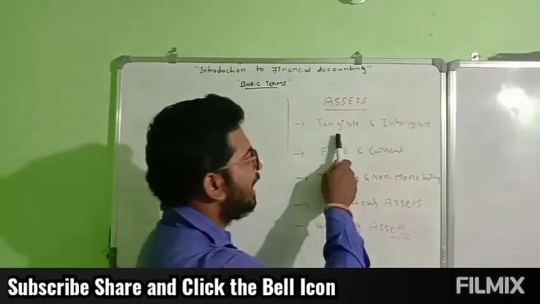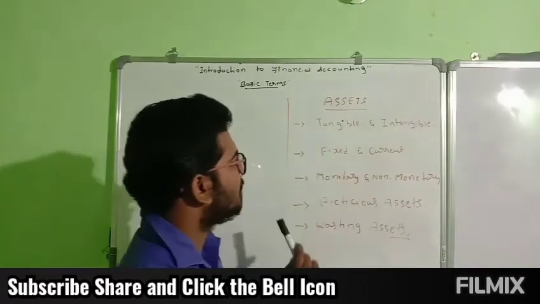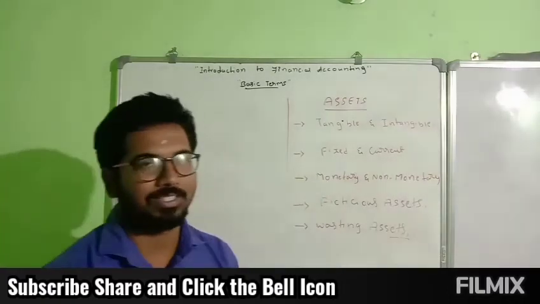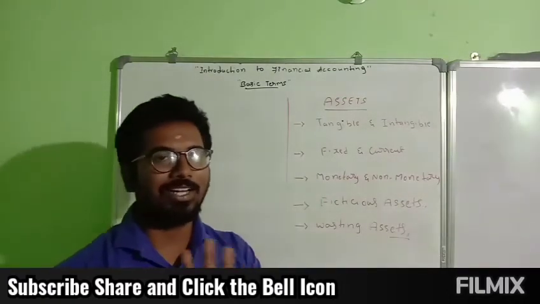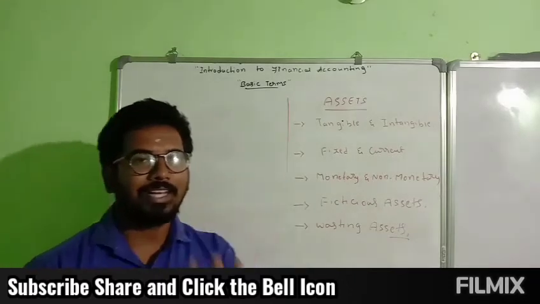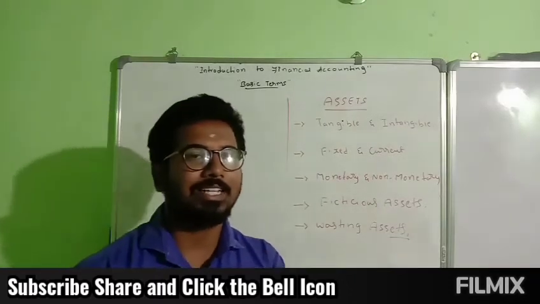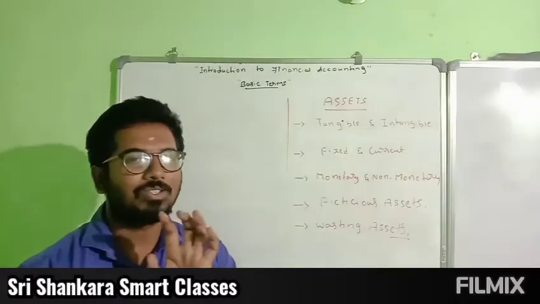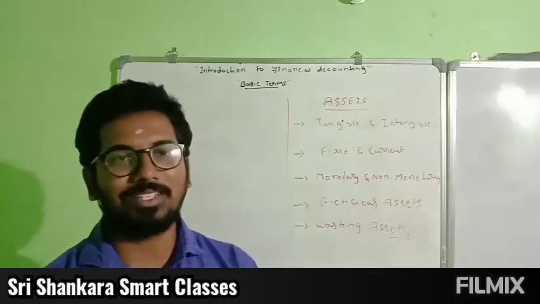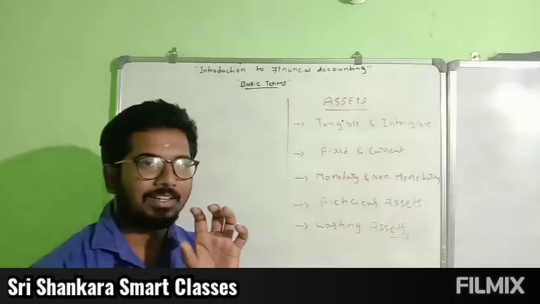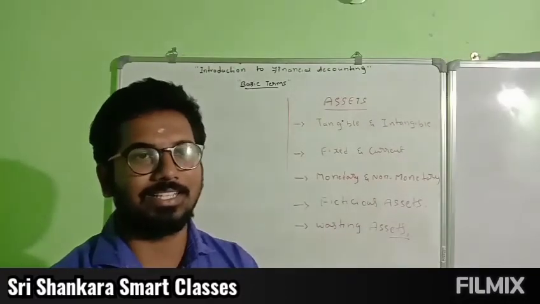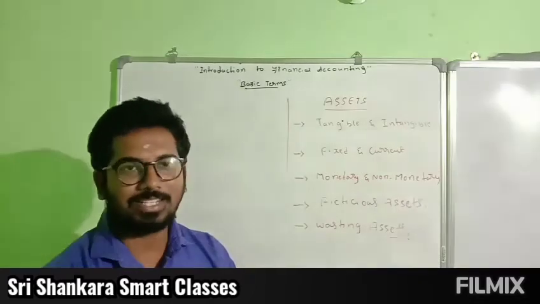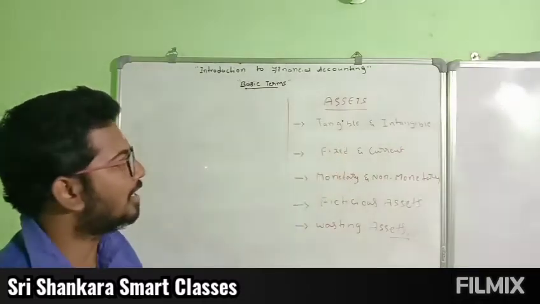Then, assets can be classified into 5 types. In that, the first one is tangible and intangible assets. Tangible here refers to the things which can be touched and are visible to us. That is what we call tangible assets. That means the assets which have some physical existence, that we are able to see and touch. Those kinds of assets we call tangible assets.